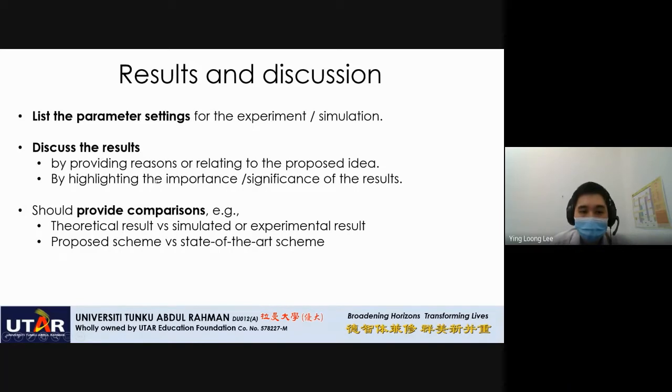Okay, and it is better to provide some comparison. It can be a theoretical result versus an experimental or simulated result, or the proposed scheme versus the baseline or state-of-the-art scheme. Because to know whether your scheme is better or not, we should have some sort of baseline or comparison to know how much improvement, or whether the scheme is good or not. We need something to be compared.